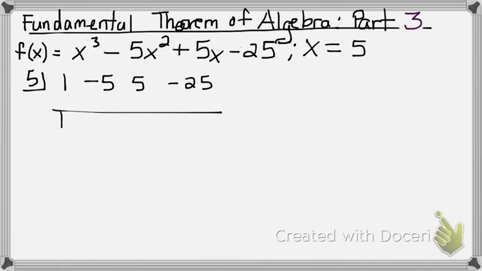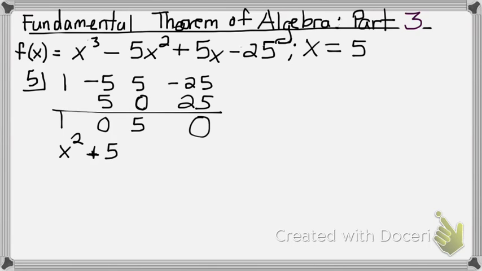Of course, I'll bring down my first term, multiply, add straight down, multiply, add straight down, multiply, add straight down. Of course, my remainder is 0 because x equals 5 is one of the roots. So this will be 1x squared. Since it's 0, I'll skip the x, and then plus 5.